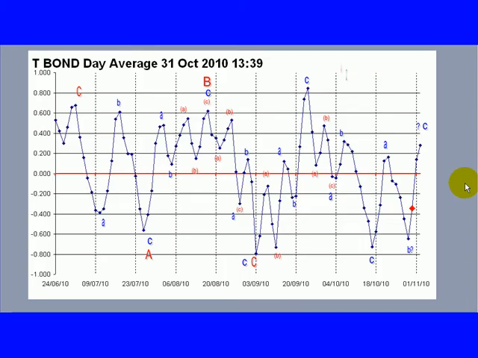Welcome to the tutorial on momentum waves. This is going to be a brief explanation of waves and how we look at them. This is a T-bond daily average differential. We're going to look at momentum ranges as well, and we look at diffs first.